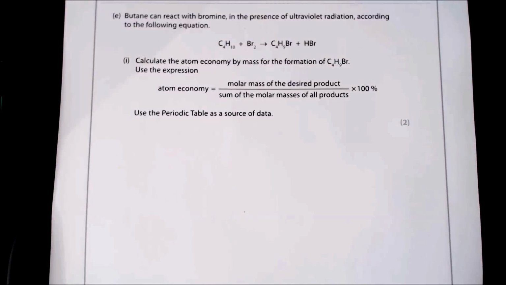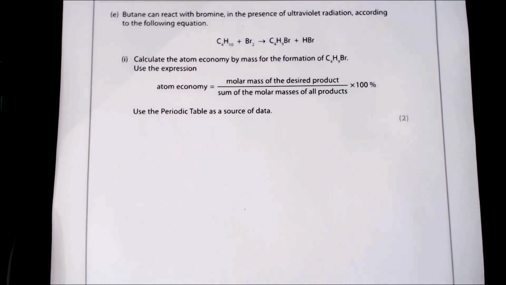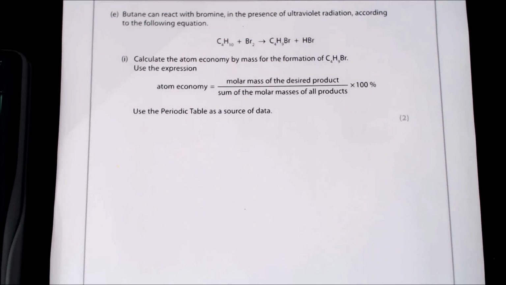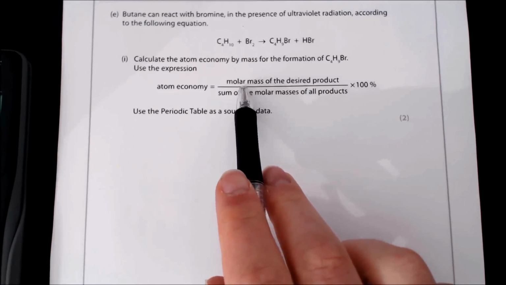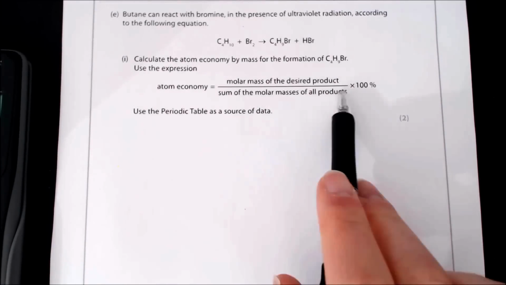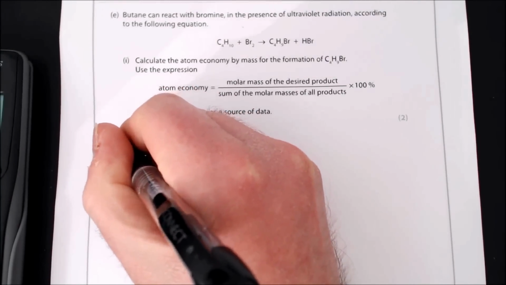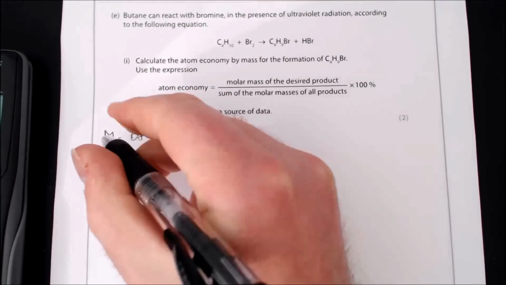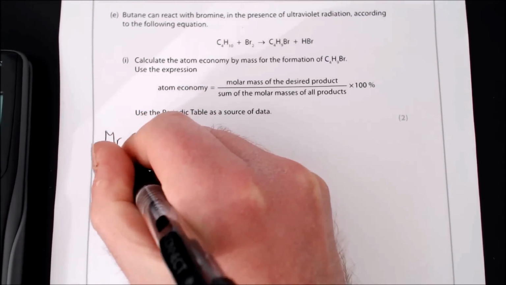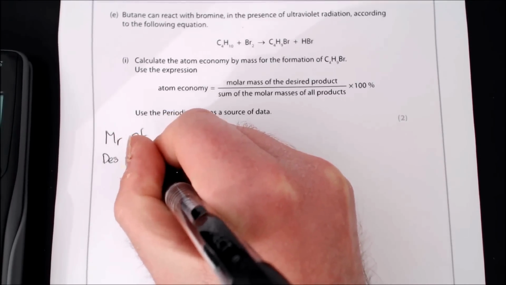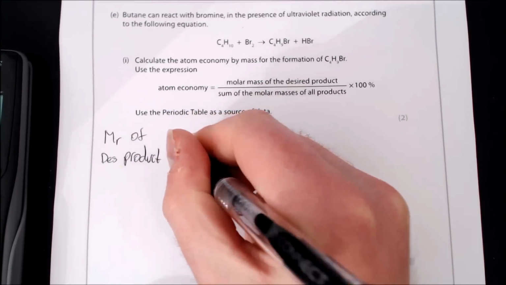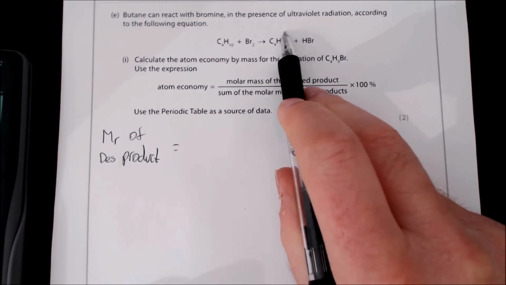So let's just push that up there. Okay. So what we have to do is we should work out the molar mass of the desired product and then the molar mass of all products. So let's put that on there. So Mr of desired product. So all we have to do is the desired product is this.